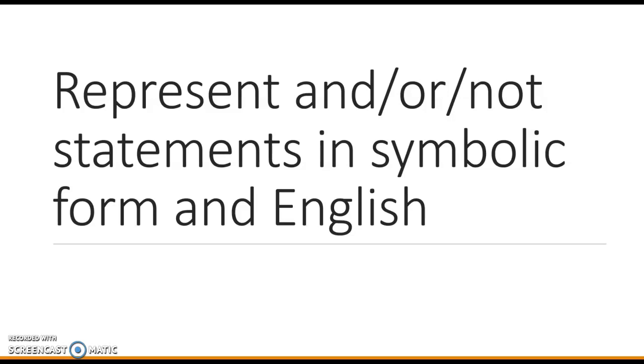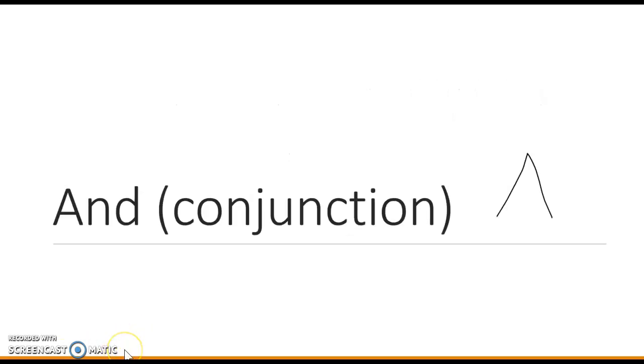All right, let's walk through representing and, or, and not statements in symbolic form and in English. I think it's important that we recognize not only what these look like symbolically, but also how to write them out in real people words. So let's jump in. First, we're going to do one example of each.